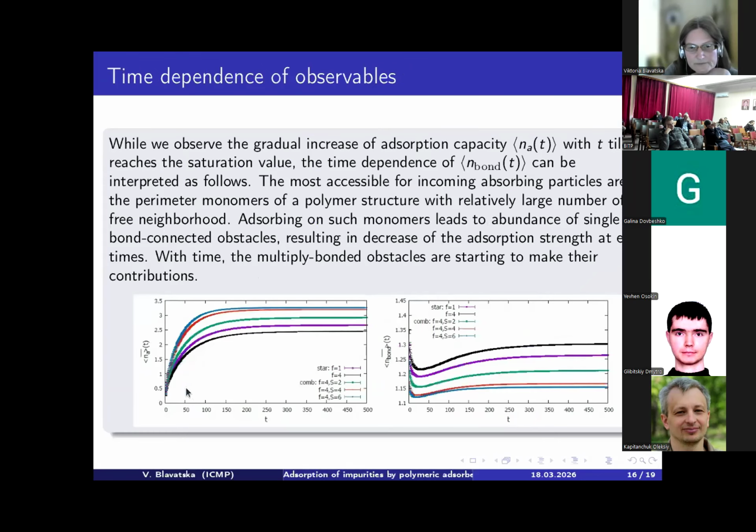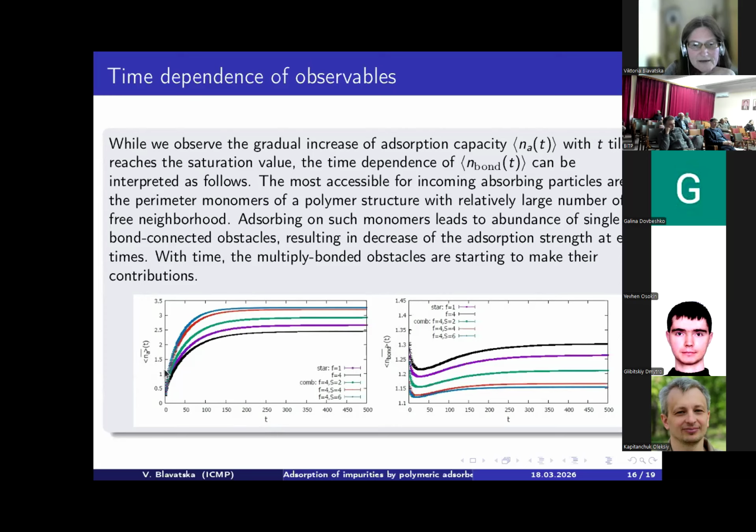So actually, as is expected here, again, we are interested in two main quantities. The first one is adsorption capacity. It's the average number of particles which are adsorbed to the polymer structure. And another quantity is the average number of bonds established between pollutant particles and monomers of the polymer structure, but now with time. And as expected, these quantities are reaching some saturation values with time.